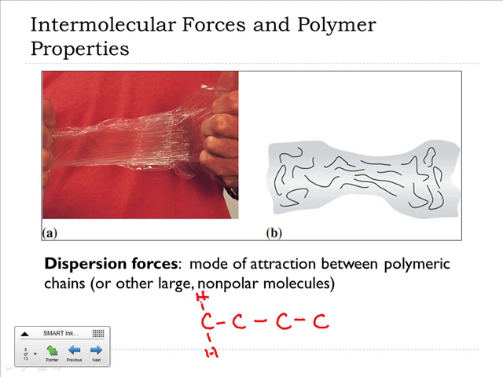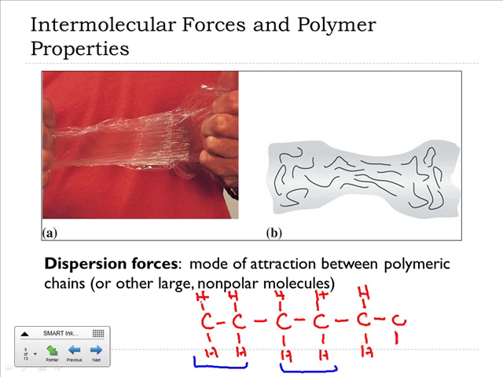H, H, H, H. H, H, H, H. Can you see that I've put in one, two ethylene monomers right now? Let's put in one more for good measure. So there's a C and a C. H, H, H, H. And we'll put our R caps on the end, right? Take a look at that molecule very quickly.